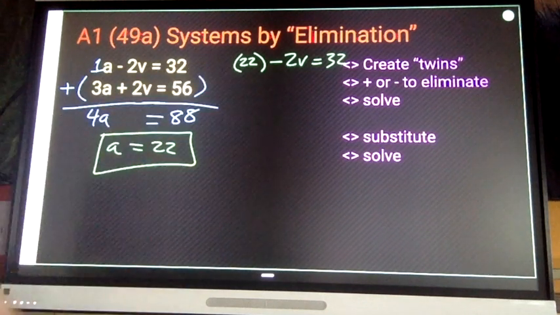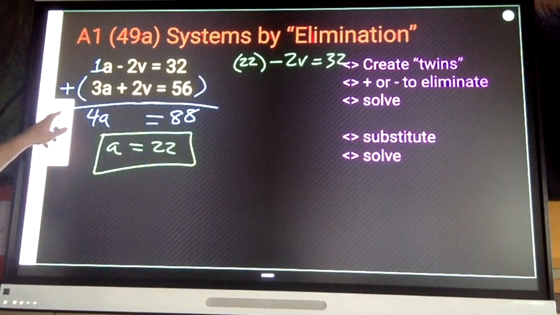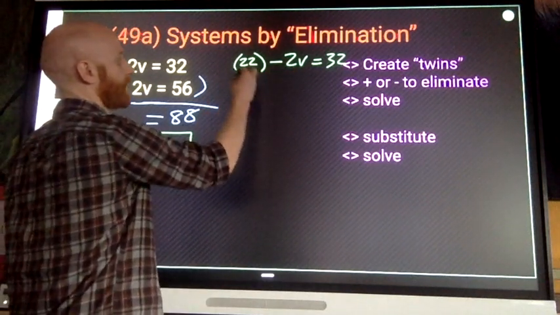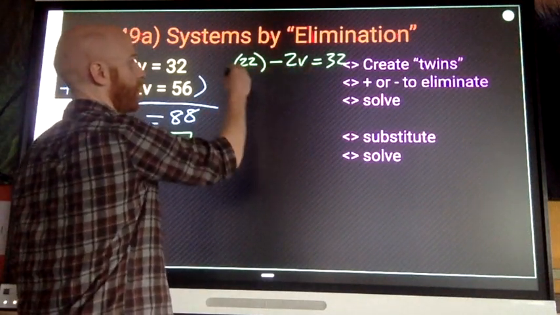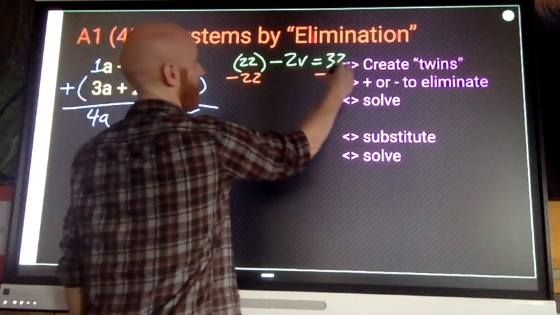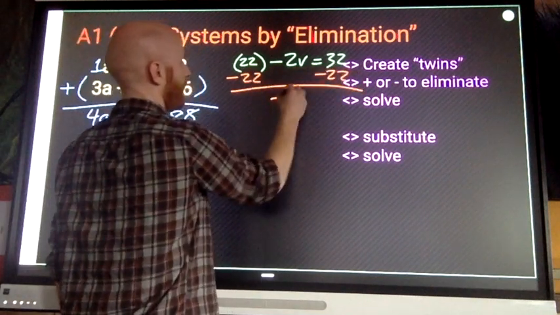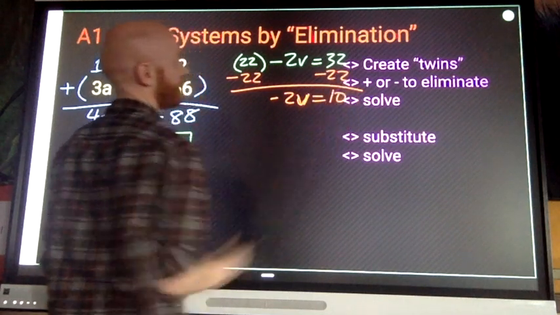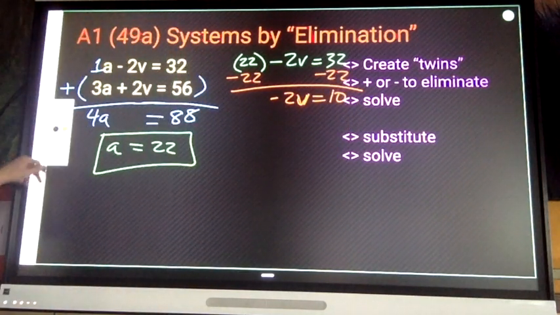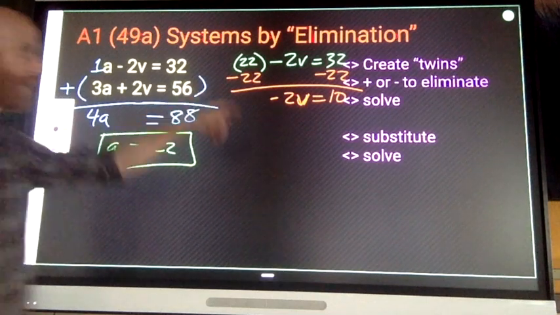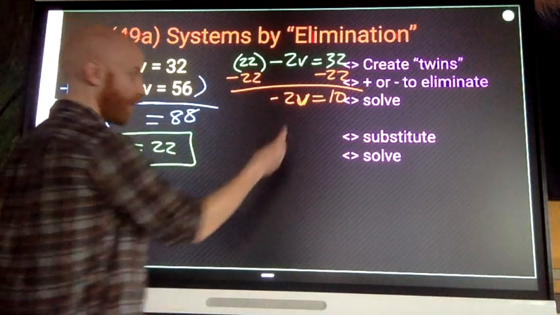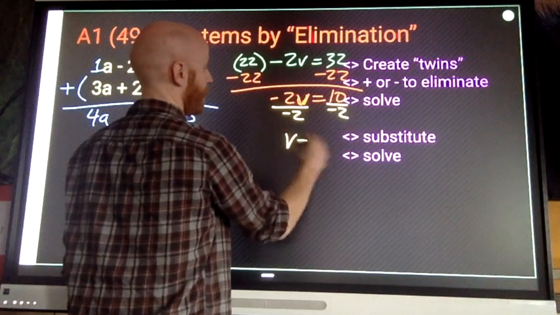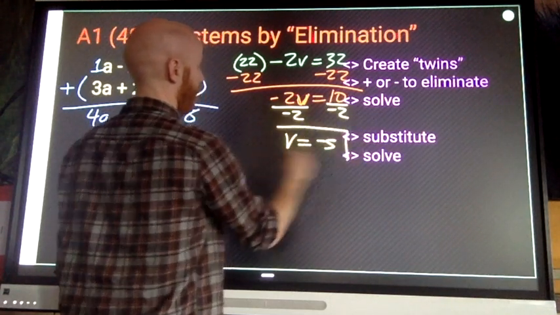22 minus 2v is 32. Use my opposite operations. Subtract 22 from both sides. We'll have negative 2v equals 10. Divide both sides by negative 2, and we will have v is negative 5.